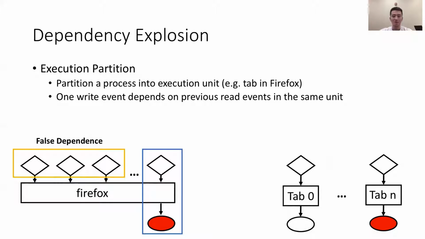The graph shows that Firefox opens many websites and downloads one file. Without execution partitioning, there exist many false dependencies. In fact, the file should only depend on one socket. For Firefox, a tab is viewed as an execution unit. Each tab will handle one website. The file depends on the website within the same tab.